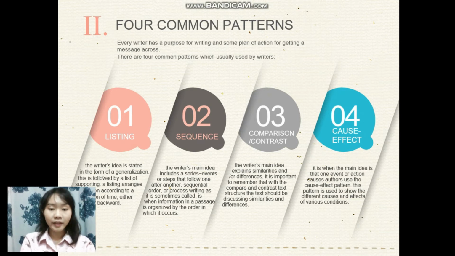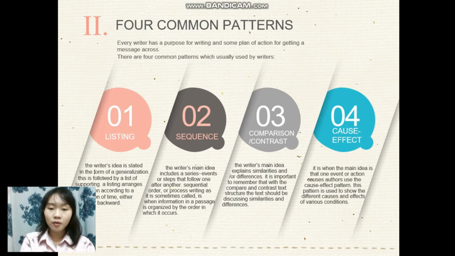The second one is sequence. In sequence, the writer's main idea includes a series of events or steps that follow one after another. Sequential order, or process writing as it is sometimes called, is when information in a passage is organized by the order in which it occurs.